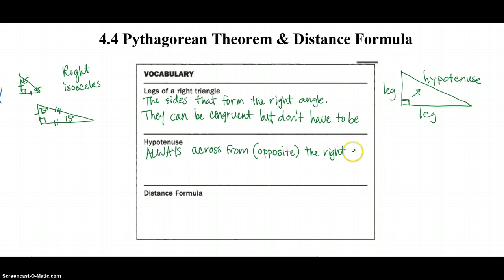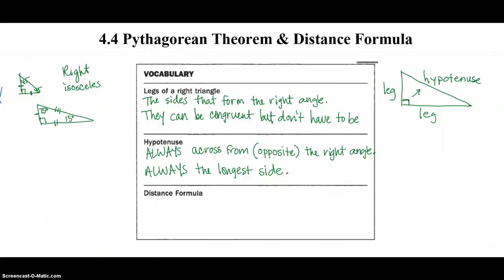What else do we know about the hypotenuse in a right triangle? Talk to me about its length. What do we know about its length? It's longer than the other ones, right? Okay, so it's also always the longest side. Questions so far?